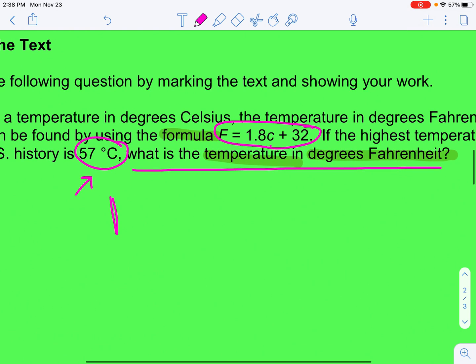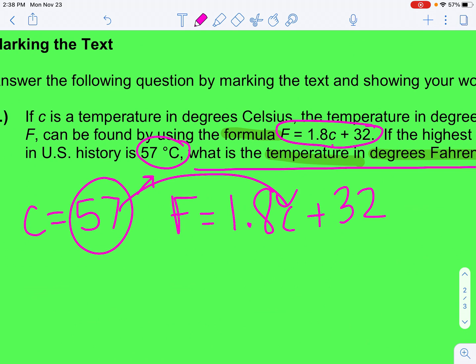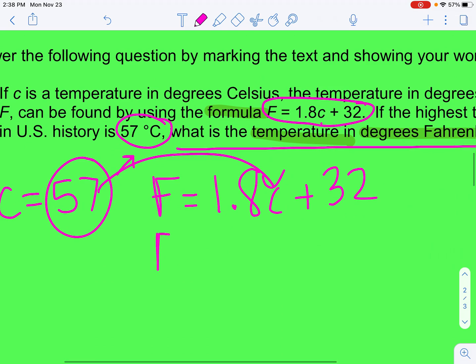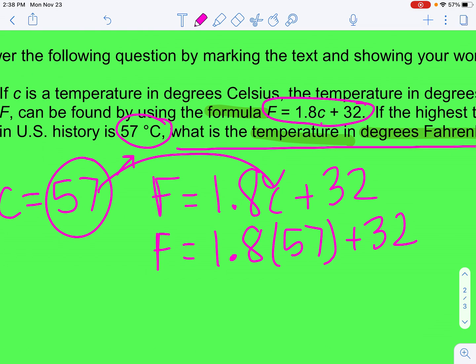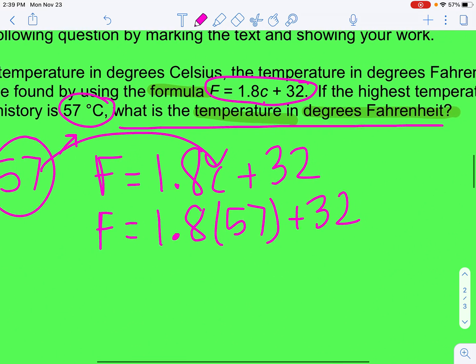So let's rewrite this. I have F equals 1 8/10 C plus 32. But my C is equal to 57. So I need to plug 57 in here for C. So let's rewrite it. Let's substitute 57 in. Alright, so I need to take 1.8 times 57.